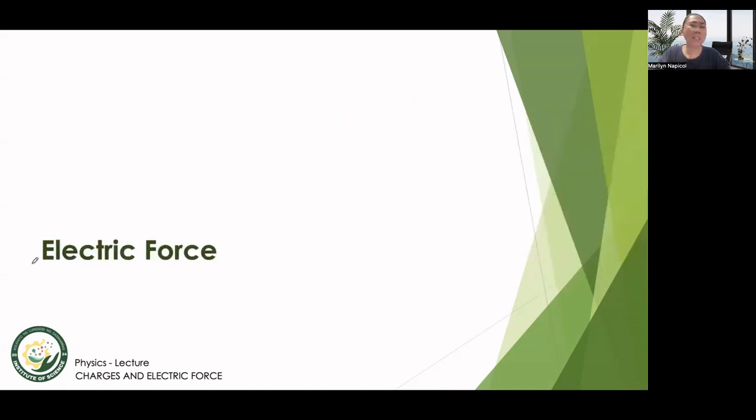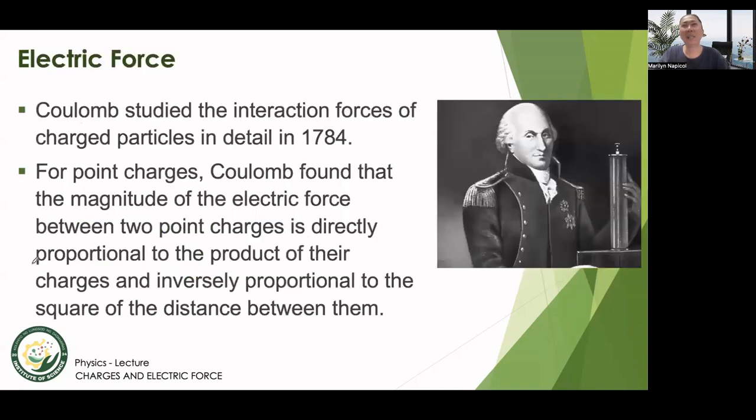Okay, now let's move on to electric force. Now, when we speak of electric force, this is the same force na pinag-uusapan din natin before, which is a push or a pull, but this time, this is a result of the interaction of charged particles. So, nagko-cause ng electric forces ay charged particles. And the scientist, Coulomb, is the one who actually studied this in 1784, kaya nga pinangalan natin yung unit ng electric charges after him.